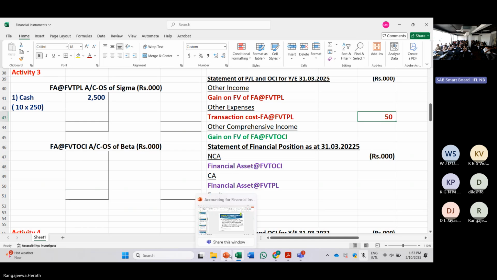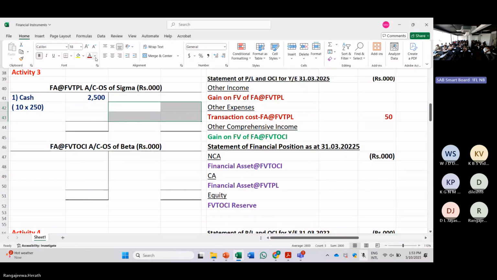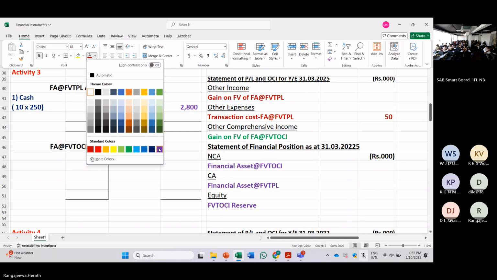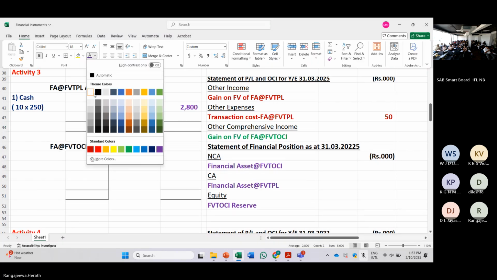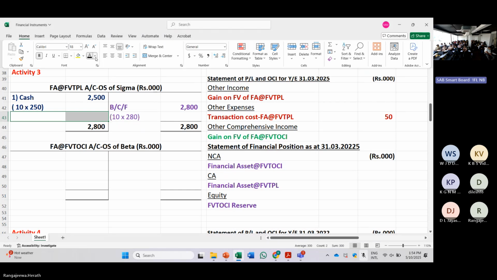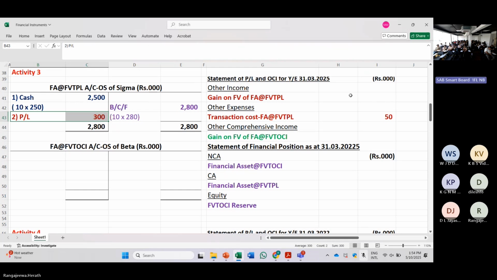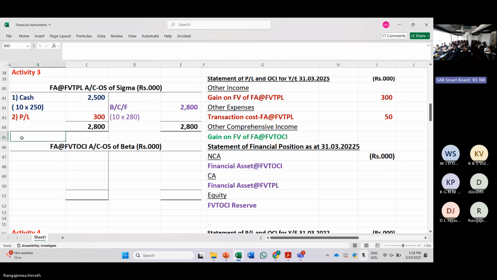Then end of the year, the fair value becomes 280. So the balance carried forward, 280 into 10,000, 2,800. So we have a fair value gain, the difference, 300. You can record this gain under other income. Gain on fair value through P&L financial asset.